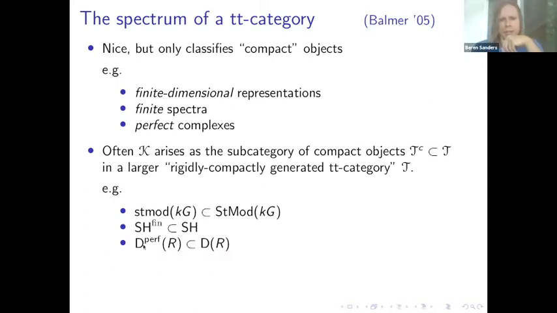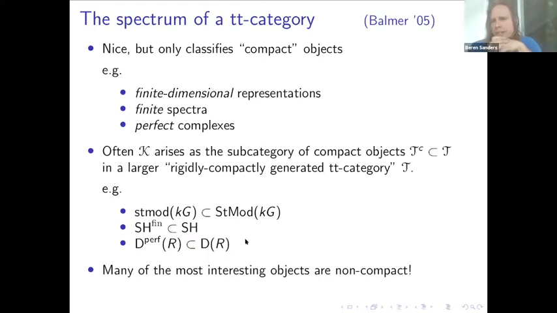And so these categories that we've been talking about, which have these classification theorems, they're all just sitting inside these larger tensor triangulated categories. And, well, many of the most interesting objects are not compact. Many of the most interesting objects actually are objects that lie in these bigger categories and not in these smaller ones. So, for example, if we take the stable homotopy category, by Brown representability, every cohomology theory is represented by a certain object in the stable homotopy category. But those objects that represent cohomology theories are infinite dimensional things. They're not finite spectra. And so if you want to understand cohomology theories, just talking about finite spectra is not really going to cut it. You want to understand the big objects, the non-compact objects of this bigger tensor triangulated category.